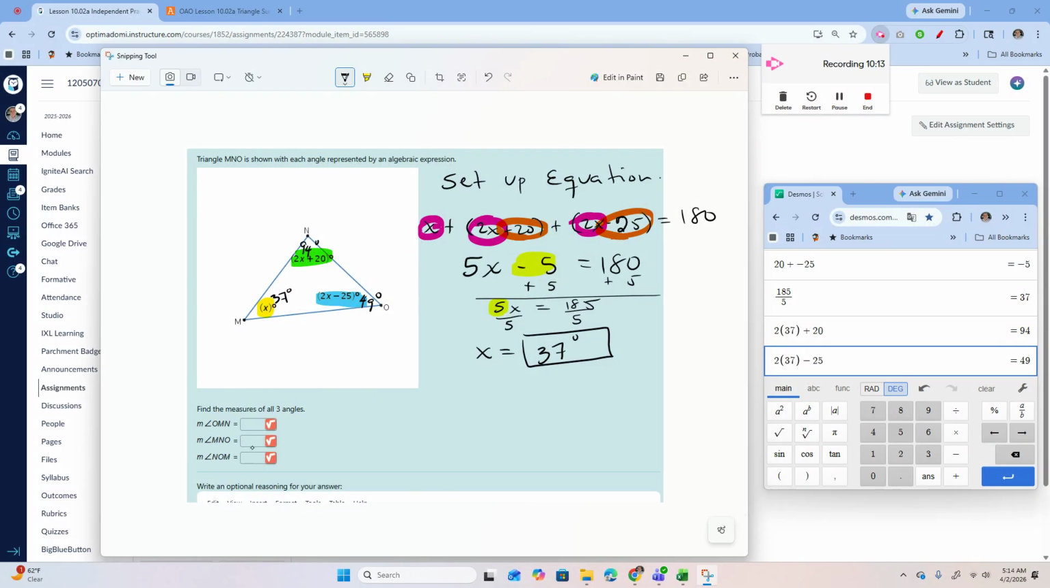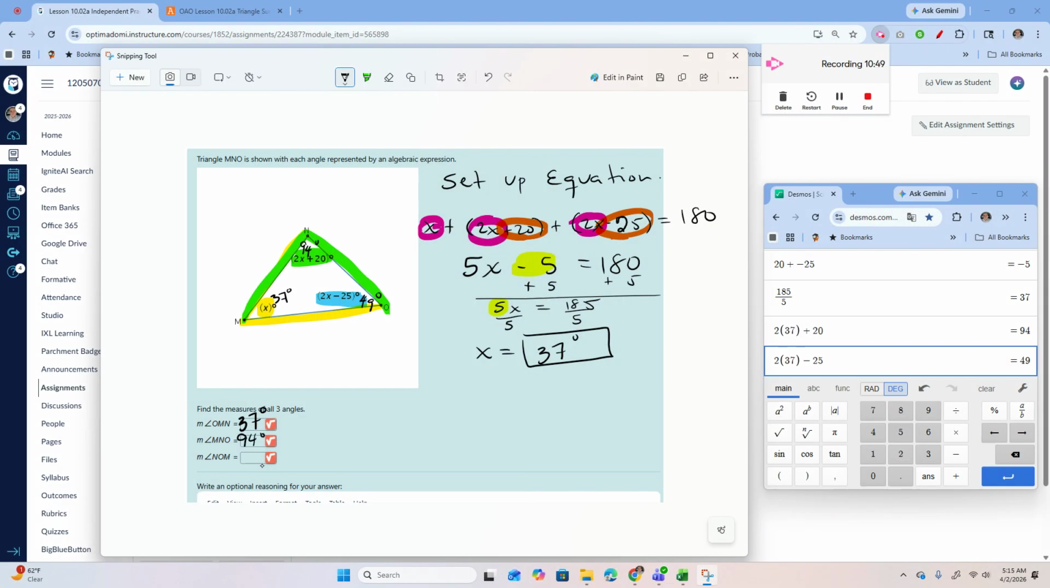Now let's fill in these spaces. They ask you for angle OMN. Look, who is OMN? OMN. That's the yellow one. So the yellow one is 37 degrees. Okay. Now they ask you for MNO. So here's MNO. See, that's the green one. So that's going to be 94.